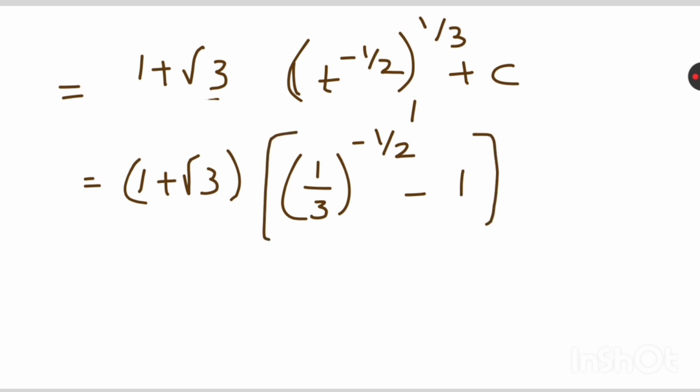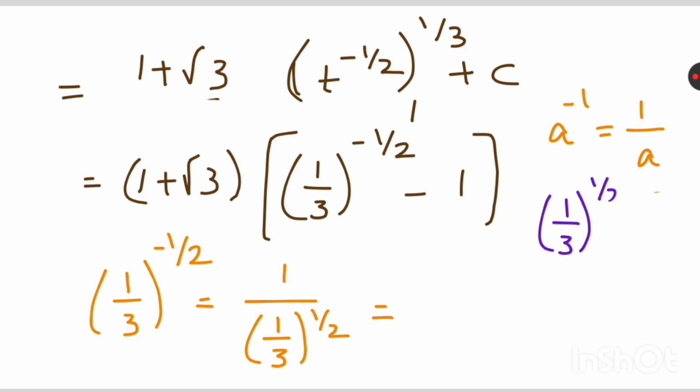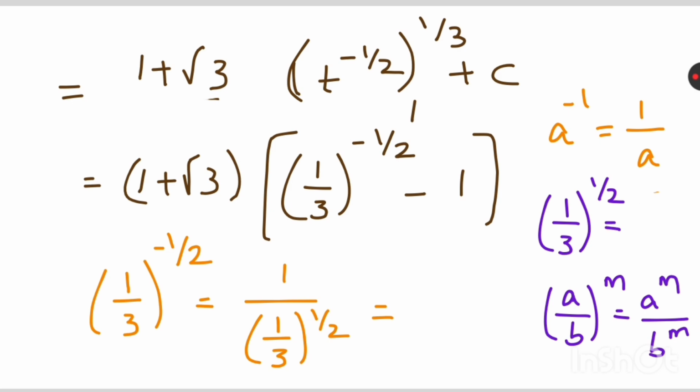Now we need to observe only this upper limit, which is 1 over 3 whole raised to the power of minus 1 over 2. Now it is in the form of a raised to the power of minus 1. We can write this as a reciprocal, that is 1 over a. So we can write this as 1 over 1 over 3 whole raised to the power of 1 over 2. Now observe only the denominator, which is 1 over 3 whole raised to the power of 1 over 2. So it is in the form of a over b whole raised to the power of m. We can split this as a raised to the power of m over b raised to the power of m, isn't it? So we can write this as 1 raised to the power of 1 over 2 over 3 raised to the power of 1 over 2.